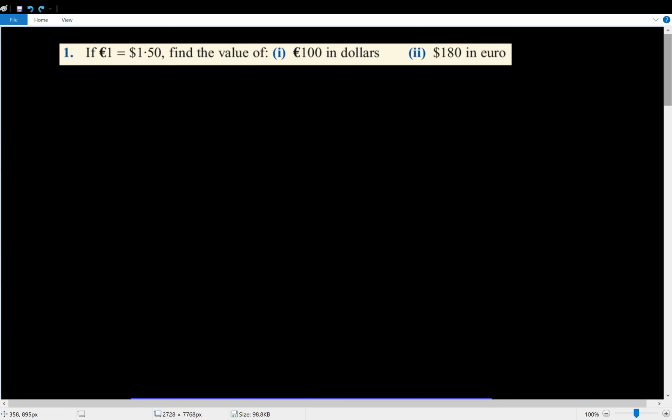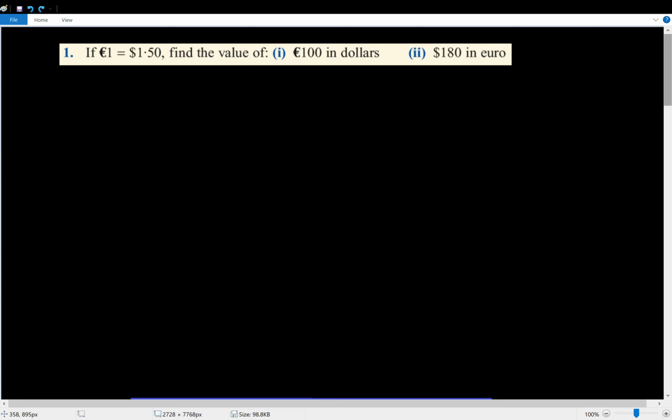This is questions 1 and 7 in exercise 16.5 in Project Maths 1. If €1 is equal to $1.50, we've defined the value of €100 in dollars and $180 in euro.